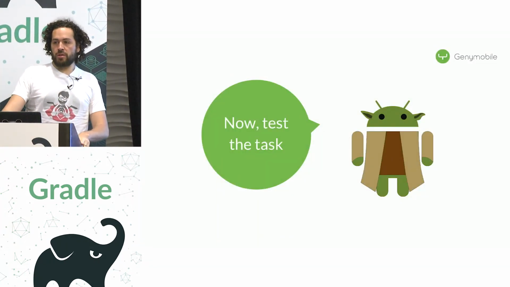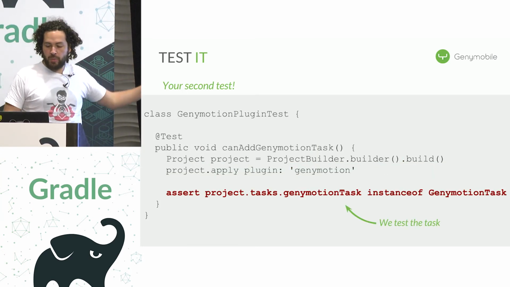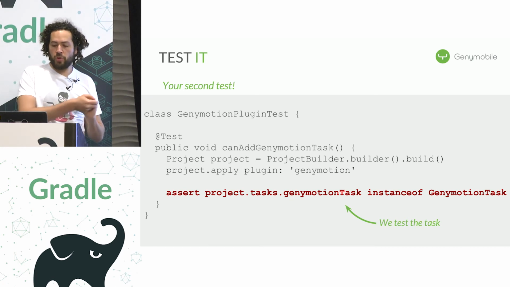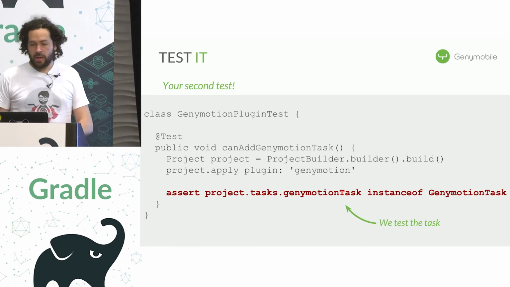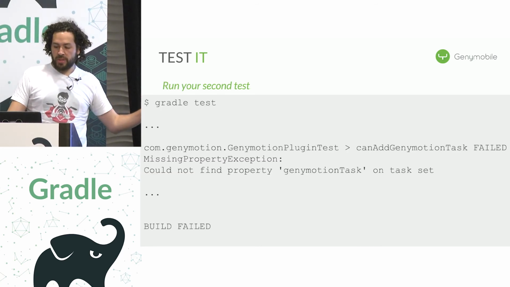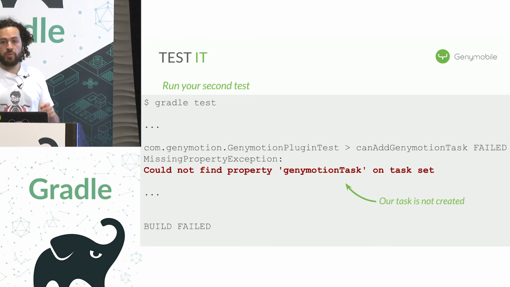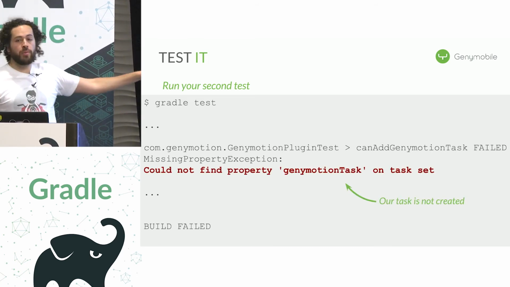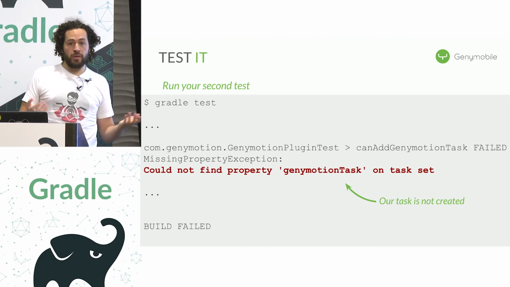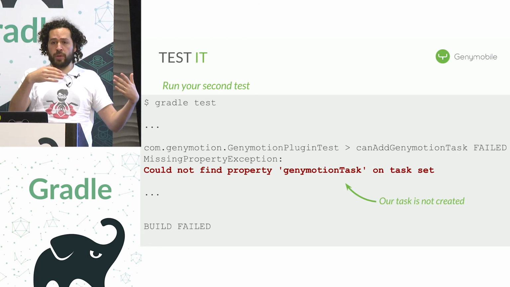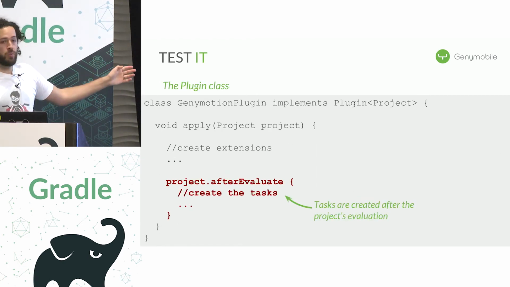Now we want to test the task, a new example. Okay, we create our project again, the same thing, and we want to check that we have a Genymotion task, which is an instance of Genymotion task, okay? And we run this test. And you will see it will fail. Why will it fail? It will fail because it doesn't know the Genymotion task. This task seems to have not been created. We created our project, we applied our plugin, but at this moment the task was not there. Okay, why wasn't it there?